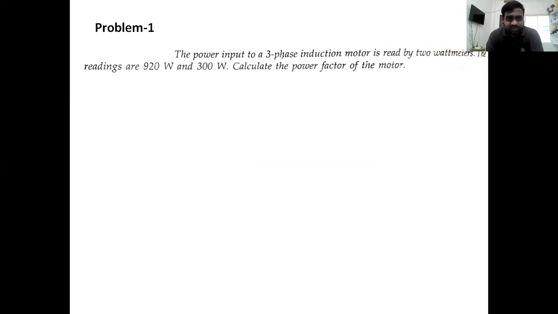So what does the first problem state? The power input to a three-phase induction motor, which is a machine, is measured with 2 wattmeters. One wattmeter reading is around 920 watts, and the second wattmeter reading is around 300 watts respectively. We need to calculate the power factor. What is power factor? Power factor is nothing but cos phi, the cosine of the angle between voltage and current.